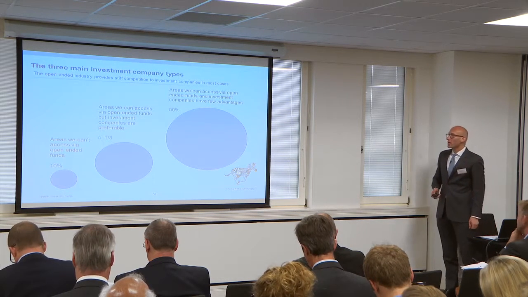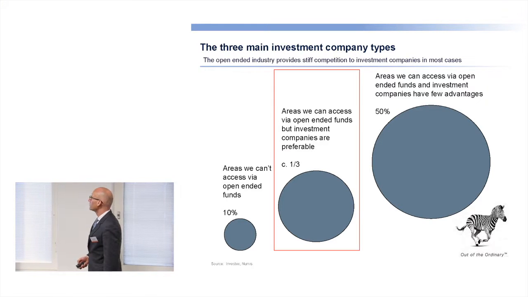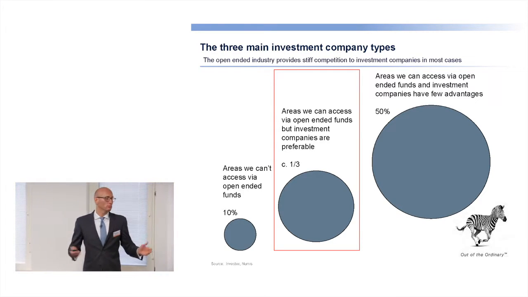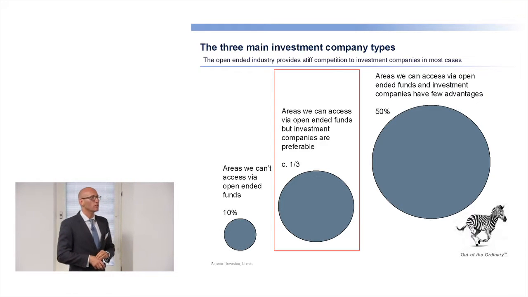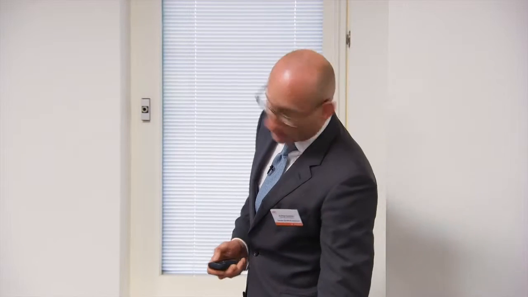So we've covered the first area where you can really only buy certain things via investment companies. Now let's look at the second area. Areas where you can also buy these assets and these strategies in an open-ended format, but we believe that the investment company structure is preferable. Now this is a real rich hunting ground for us, and it's an area where if you have investment company expertise, you have a real competitive advantage over your competitors who can only go via the open-ended option, even though the investment company option may well be preferable.